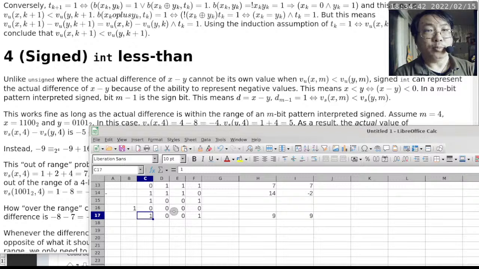If you look at this particular bit pattern and you say, well, we're going to use the signed interpretation, this is 1 plus 0 plus 0 minus 8, which is negative 7. Whoa, hold on a second here. It cannot possibly be negative 7, because if you subtract a negative quantity from a non-negative quantity, the result should be non-negative. And yet we end up with a negative quantity because the most significant bit is a 1. So this is the other way you can overflow a binary subtraction.